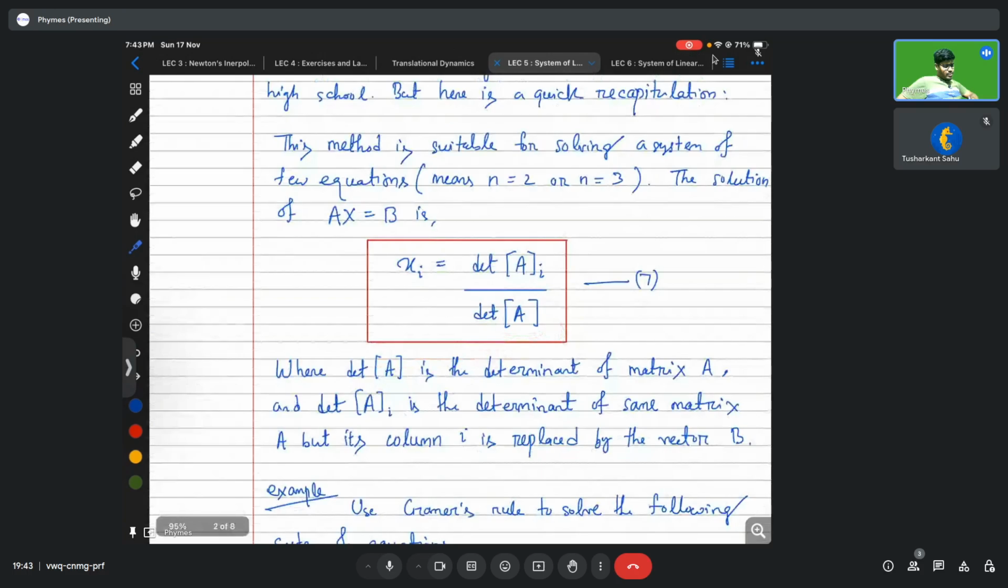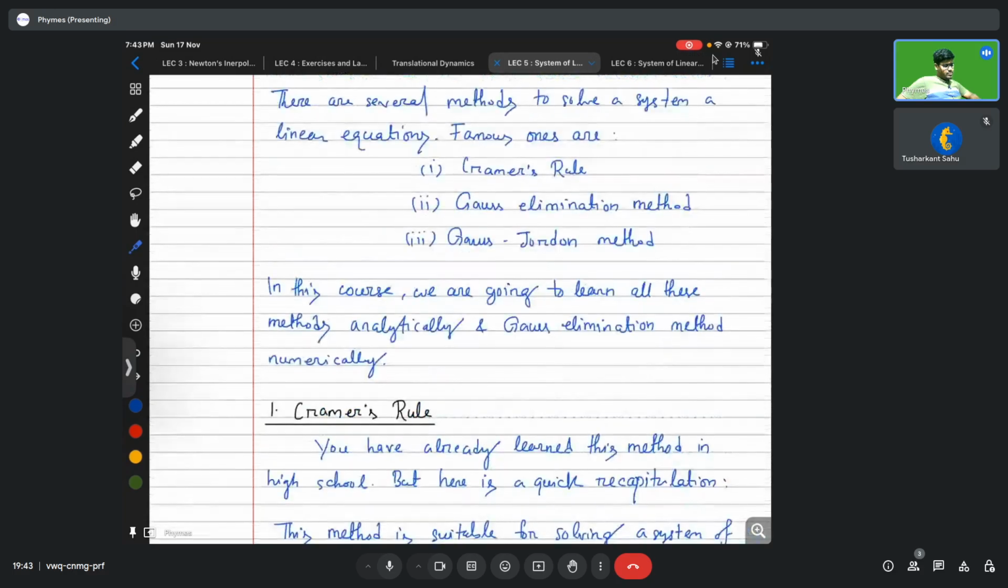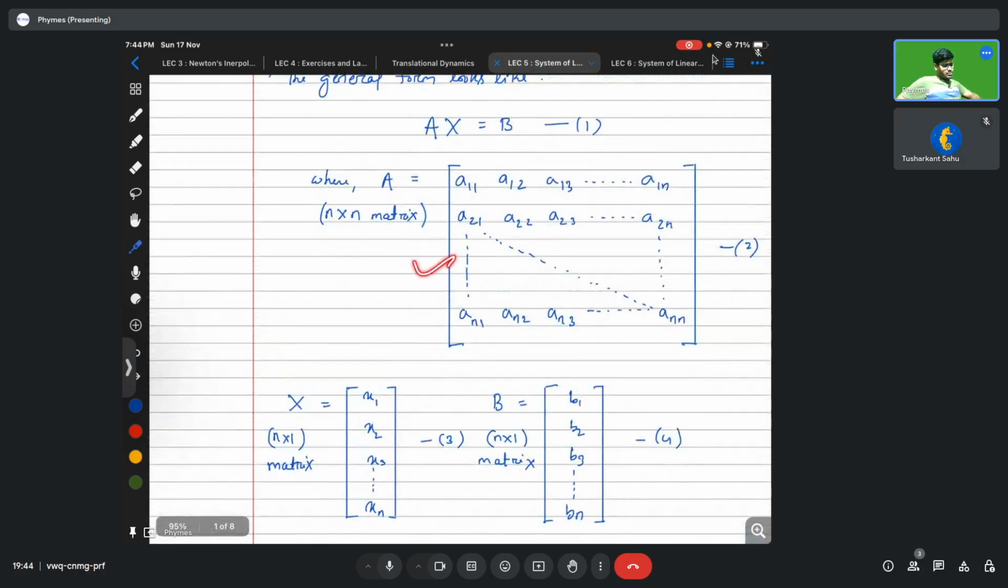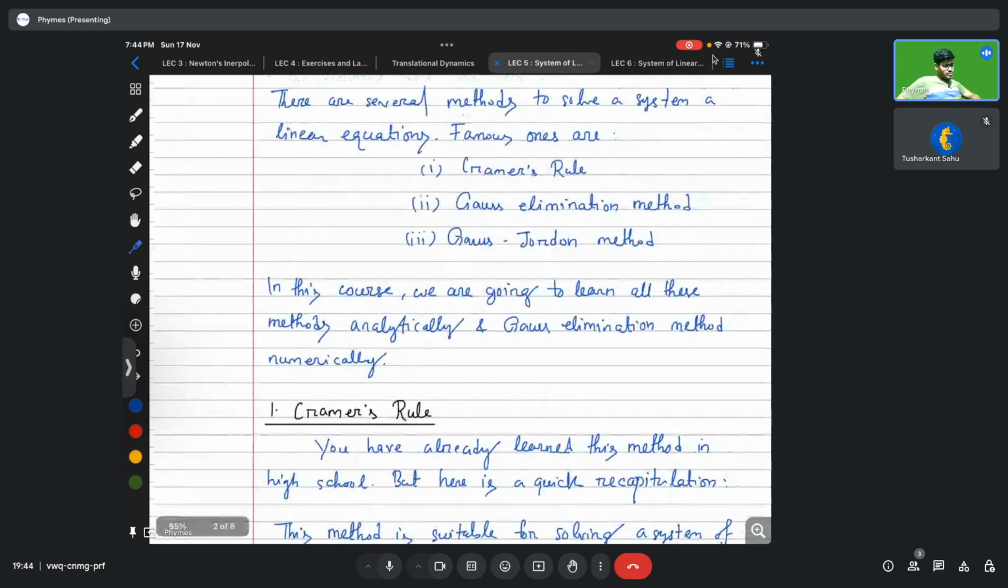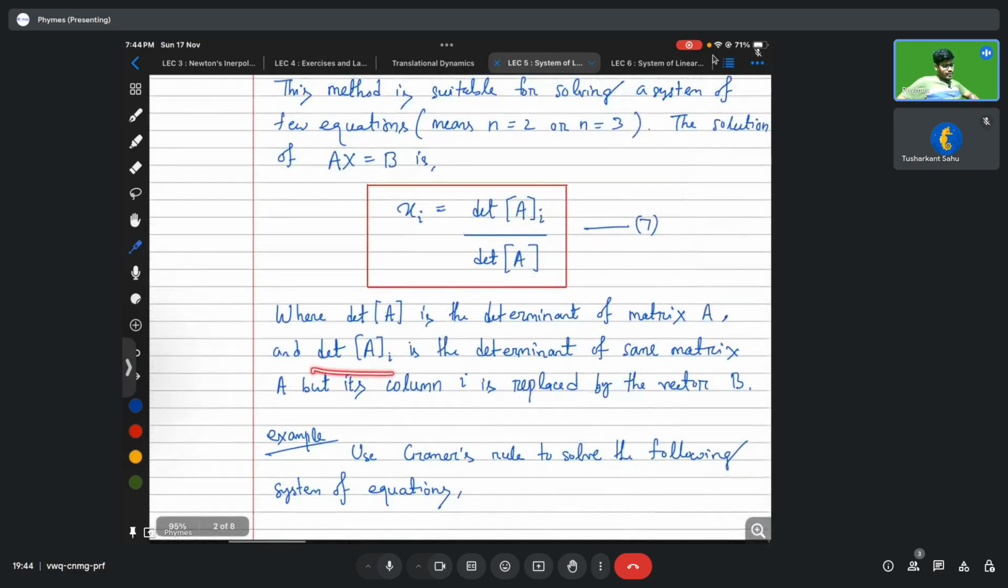So what is the determinant? The determinant of A is the determinant of the coefficient matrix, right? And what do we mean by determinant of Ai? Determinant of Ai is the determinant of the same coefficient matrix A, but its column i is replaced by the vector b. So let's see an example to understand how to replace the column i by the vector b.